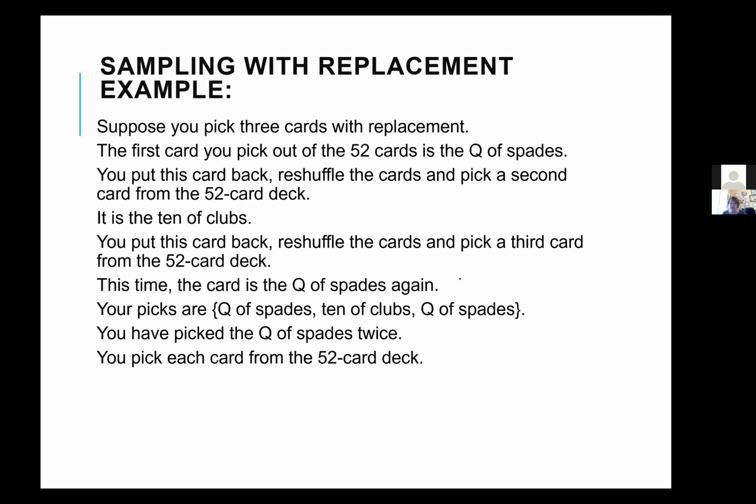So these events are independent. Picking the Queen of Spades out the third time was in no way, shape, or form dependent on picking the Queen of Spades the first time because you put it back in the deck. So when you replace, those are independent events. Getting a Queen of Spades the second time is completely independent of you getting the Queen of Spades the first time because you put it back in the deck.